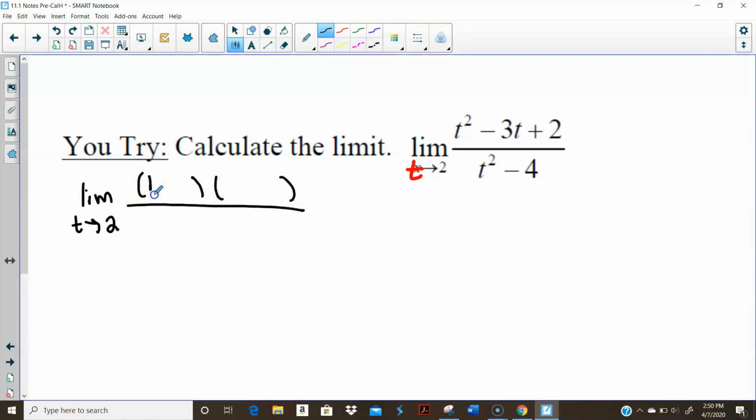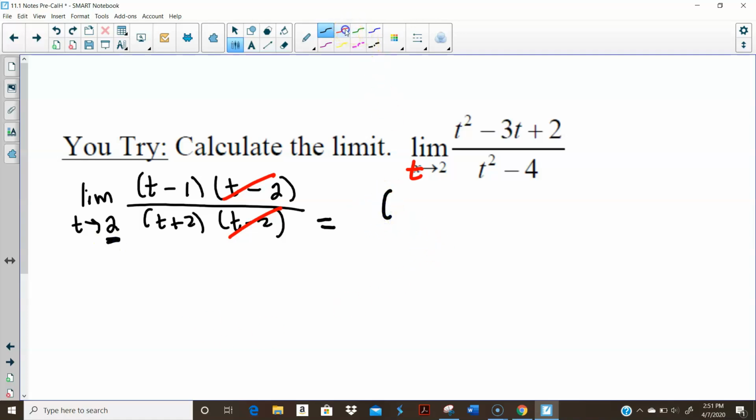And so this is going to give me t times t is t squared, and we've got 2 times 1 is 2, and these are both going to be negative. On the bottom is a difference of squares, so we have t plus 2 and t subtract 2. You can see that the t subtract 2's are going to cancel. So now we can use direct substitution.